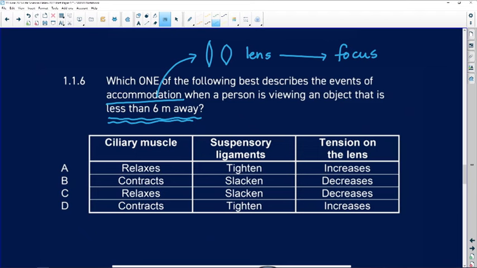So this question asks us about viewing an object that is less than 6 meters away. In other words, this is something that is close or nearby. So you're reading something, looking around at your desk, not sitting back and looking at a television screen, but rather sitting and looking at your Tenfold Education app on your digital device. So we're talking about close vision, not something far away.